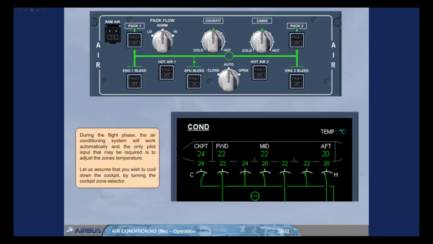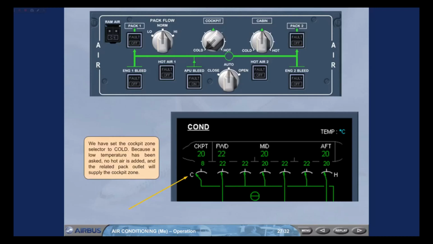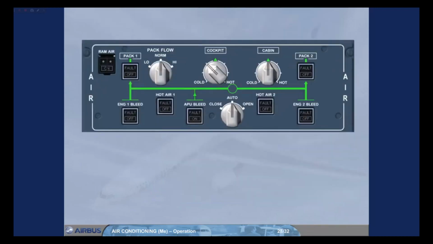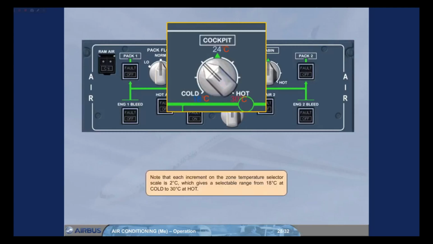During the flight phase, the air conditioning system will work automatically, and the only pilot input that may be required is to adjust the zone's temperature. Let us assume that you wish to cool down the cockpit by turning the cockpit zone selector. We have set the cockpit zone selector to cold. Because a low temperature has been asked, no hot air is added, and the cool pack output will supply the cockpit zone. Note that each increment on the zone temperature selector scale is 2 degrees Celsius, which gives a selectable range from 18 degrees Celsius at cold to 30 degrees Celsius at hot.